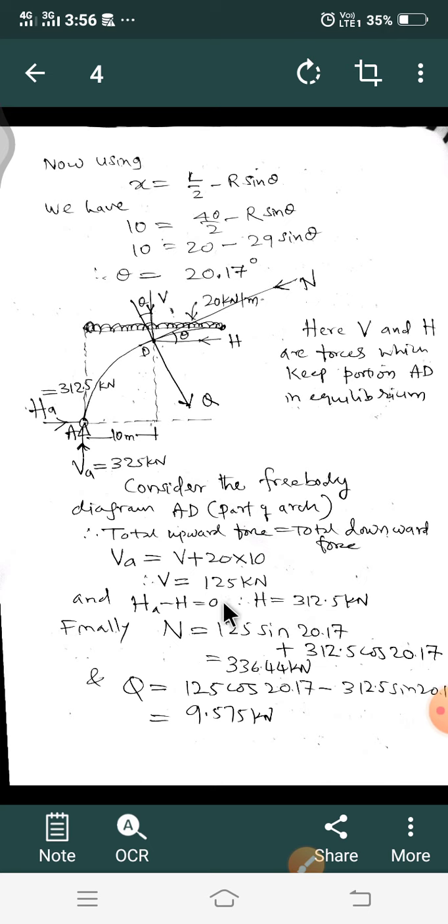Now substitute H, V and theta values in N and Q. That is V sin theta plus H cos theta, like that you will get N as 336.44. Similarly, again you can find the value of Q. So the radial shear, which is nothing but V cos theta minus H sin theta, you end up with a value of 9.575 kilonewton. This is the end of the solution. Thank you.